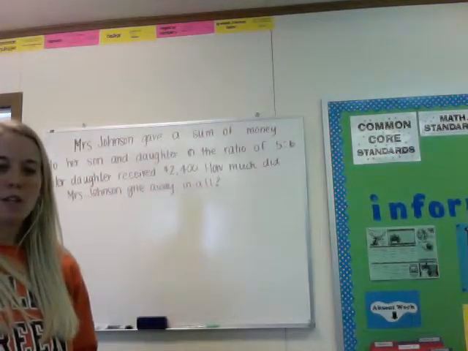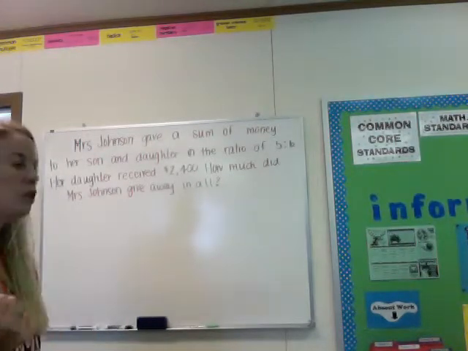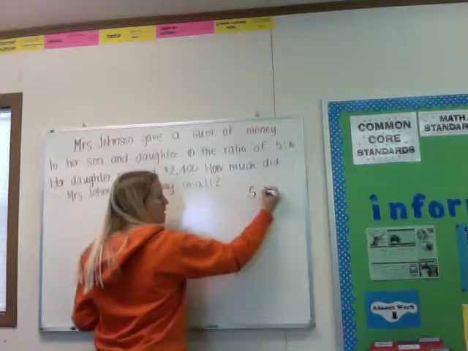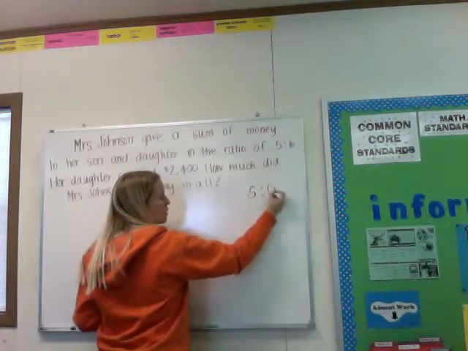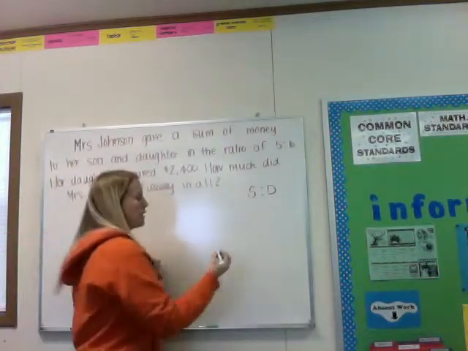So let's diagram what we know. We know that she gave her son and daughter. The son was mentioned first, so I'm going to write an S. And the daughter was mentioned second, so we're going to write a D for daughter. And the ratio was 5 to 6.